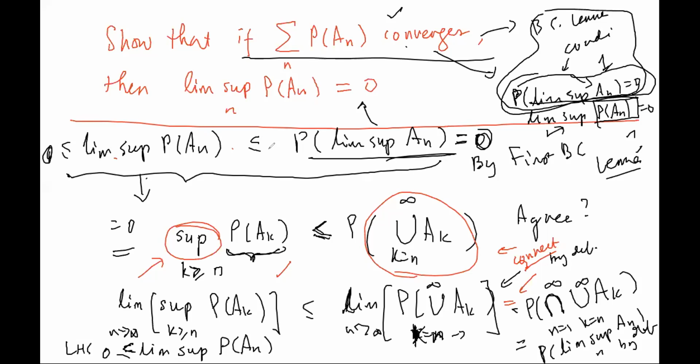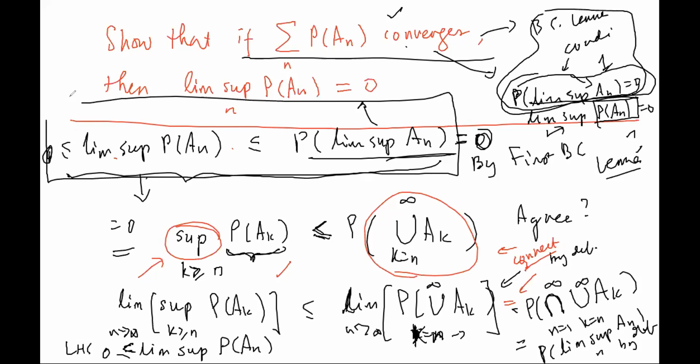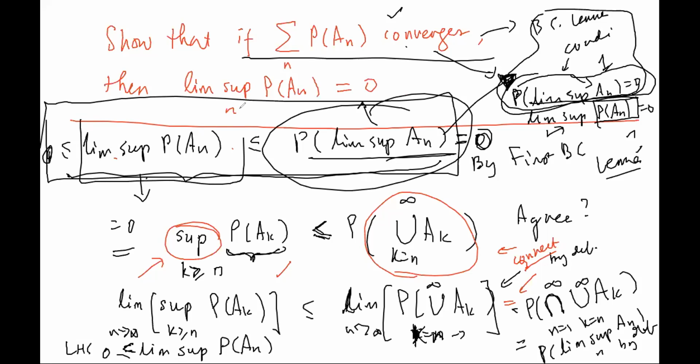Okay, so the idea here is to construct this inequality, and then the bound here you can find from Borel-Cantelli lemma 1. So it implies that this quantity is equal to 0. So now you know that for the first Borel-Cantelli lemma, not only do you have this result, but it also implies this result: the lim sup of P of AN is equal to 0.